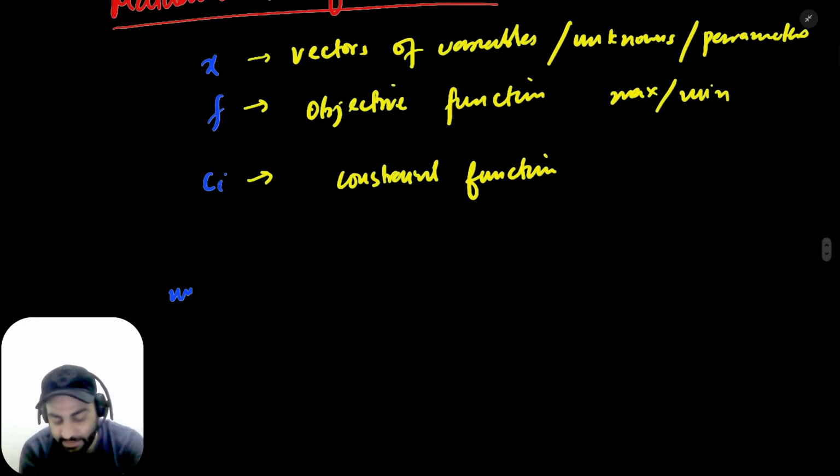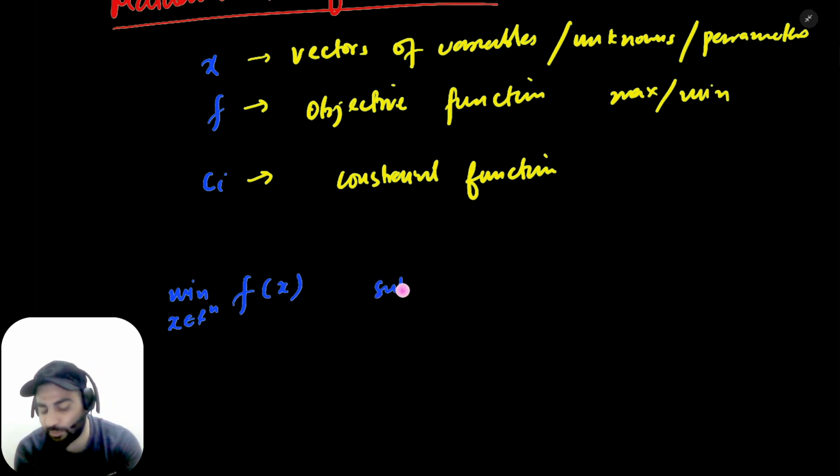I'll write minimize, for x belongs to R^n, minimize this function f of x. Then I'll write subject to. Subject to means I'm putting some conditions.